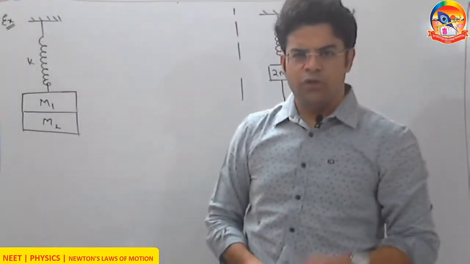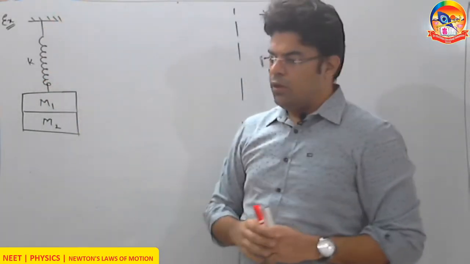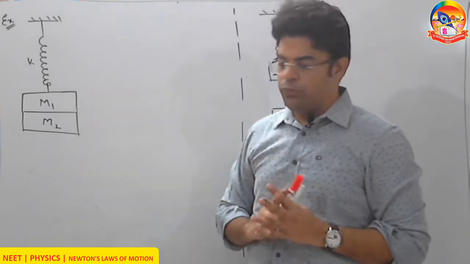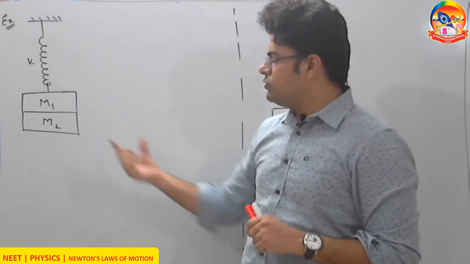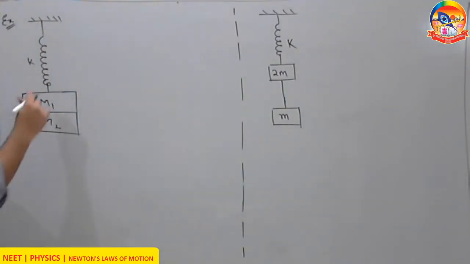More examples on spring. Let's say there is a spring of spring constant k from which we have suspended two blocks of mass m1 and m2. Initially, the whole system is in equilibrium. Now suddenly the mass m2 falls down. So now suddenly the mass m2 leaves the system.